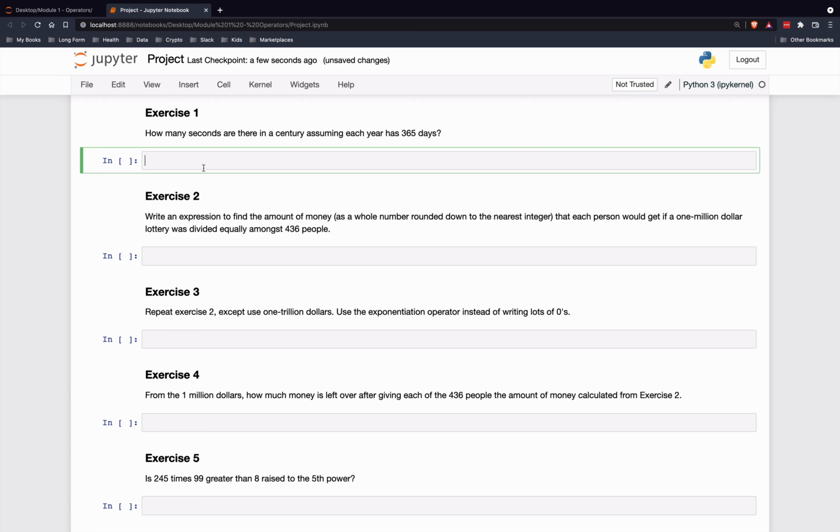All right, let's get started with the exercises. So exercise 1, how many seconds are there in a century, assuming each year has 365 days? All right, so we're going to start off with a century, which has 100 years. And we're just going to assume for this exercise, they all have 365 days. We know that's not exactly true, but we will do as it says.